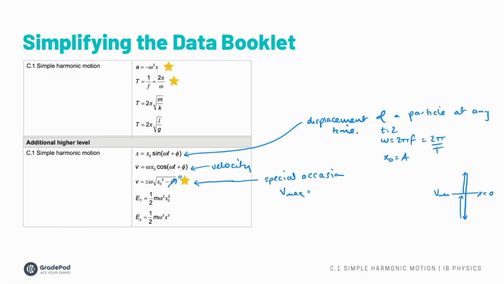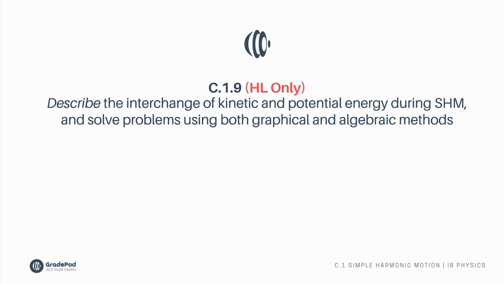So we have Vmax equals plus or minus omega square root of x naught squared minus 0, which is plus or minus omega square root of x naught squared, which is equal to plus or minus omega x naught. So your Vmax, if you want to find the maximum speed of any particle within an oscillation, is given by that equation. Finally, in this topic, we're looking at the interchange of kinetic and potential energy during SHM.